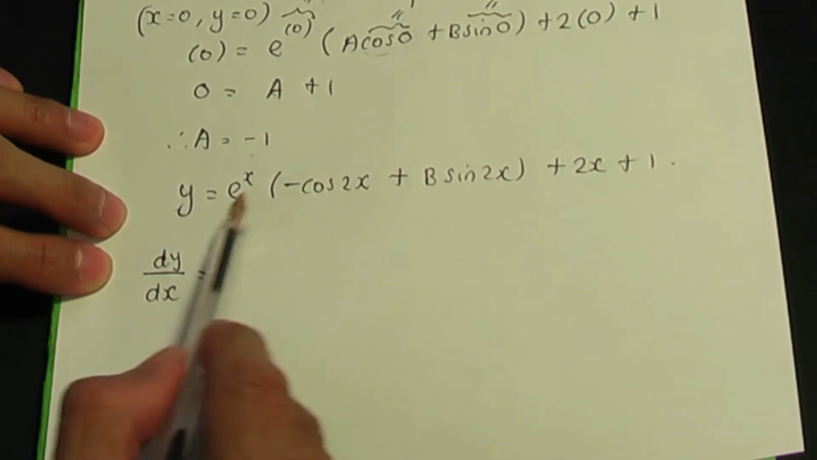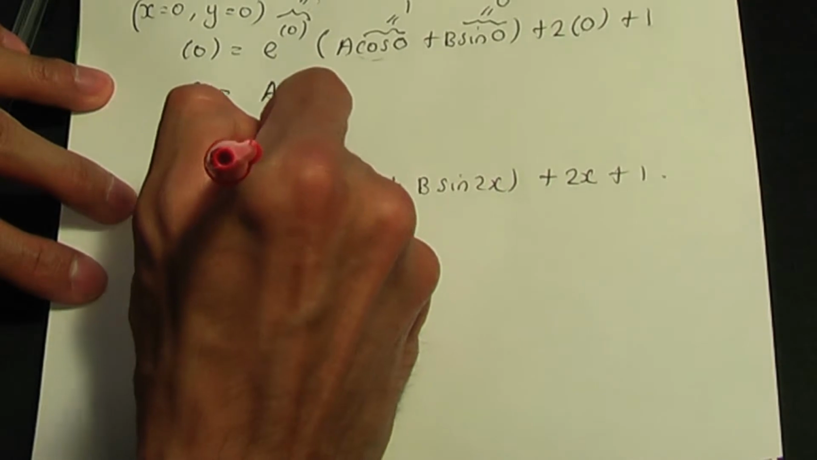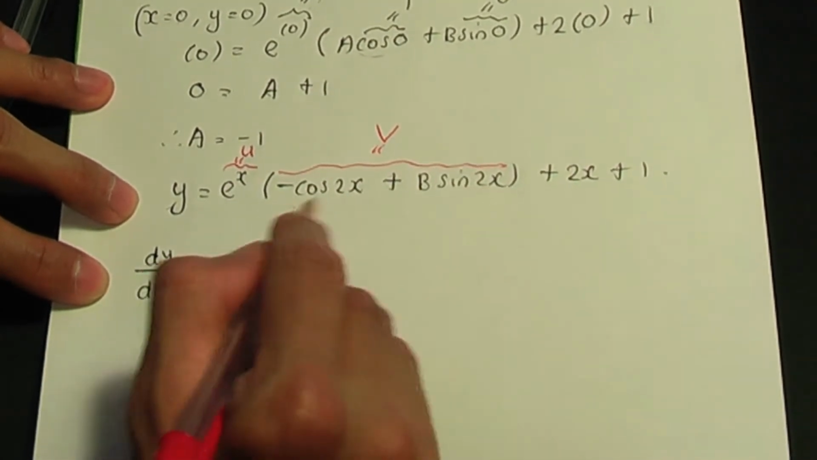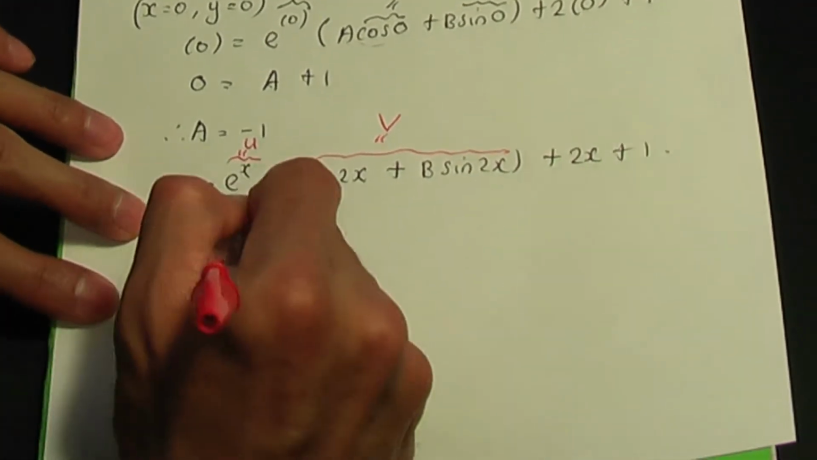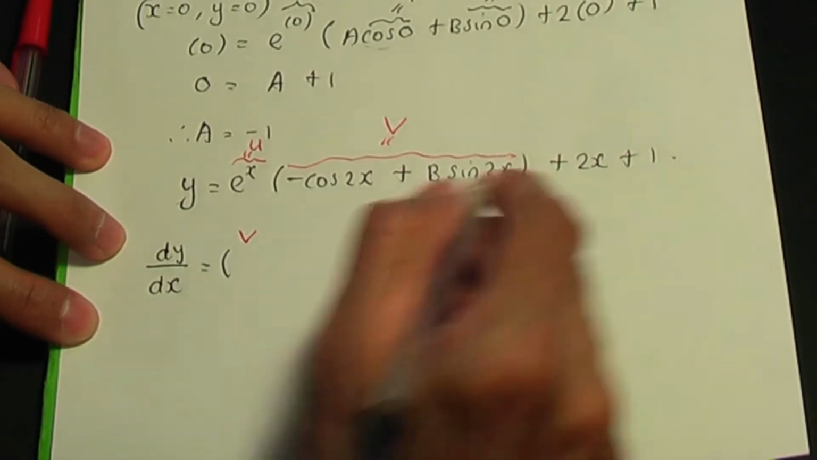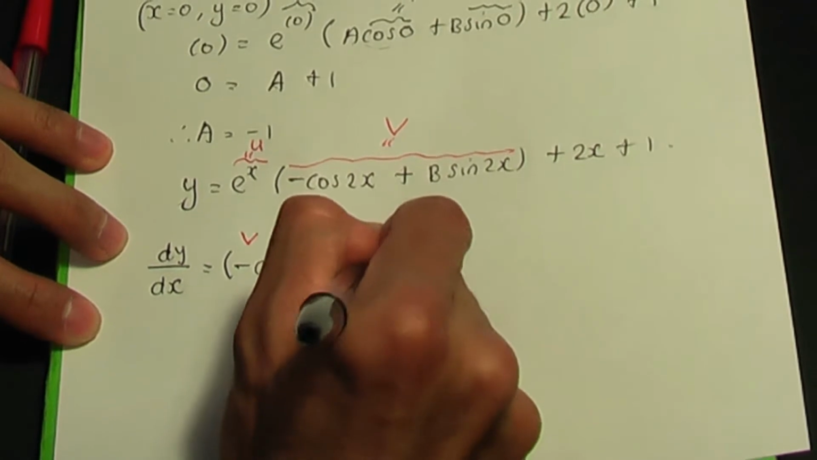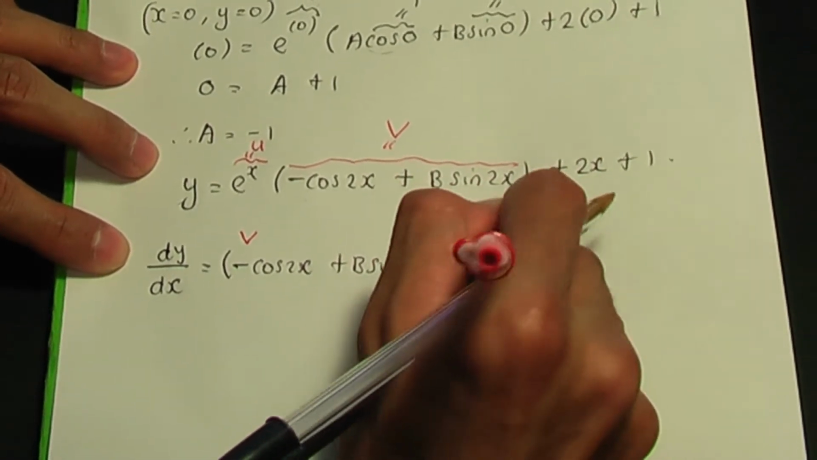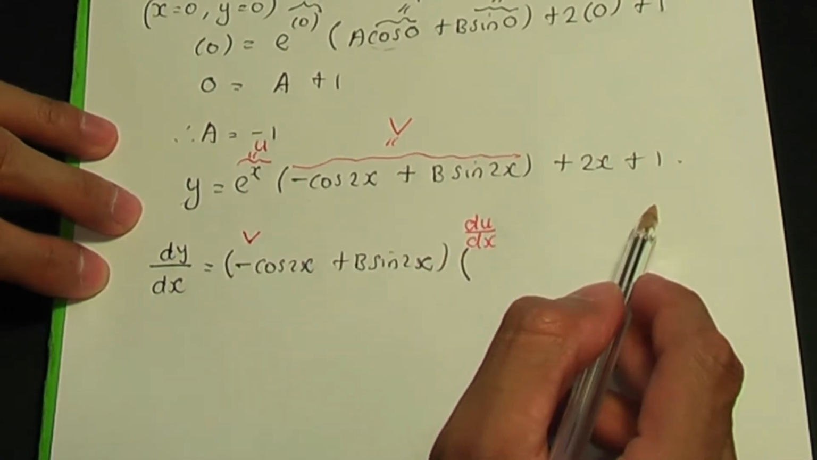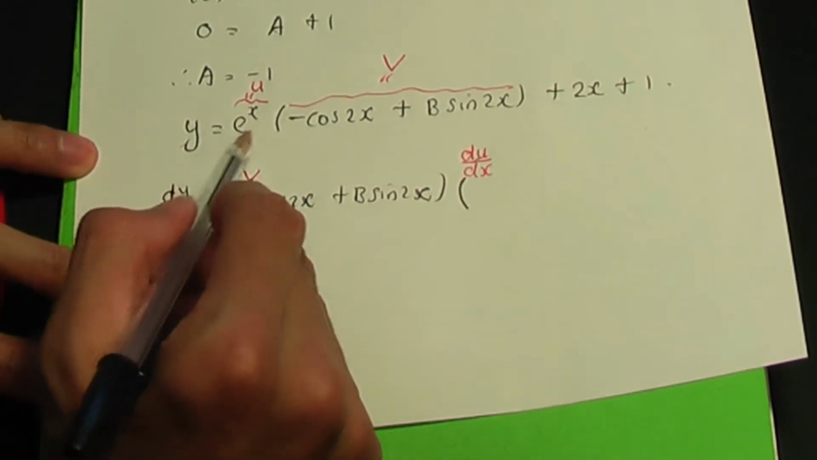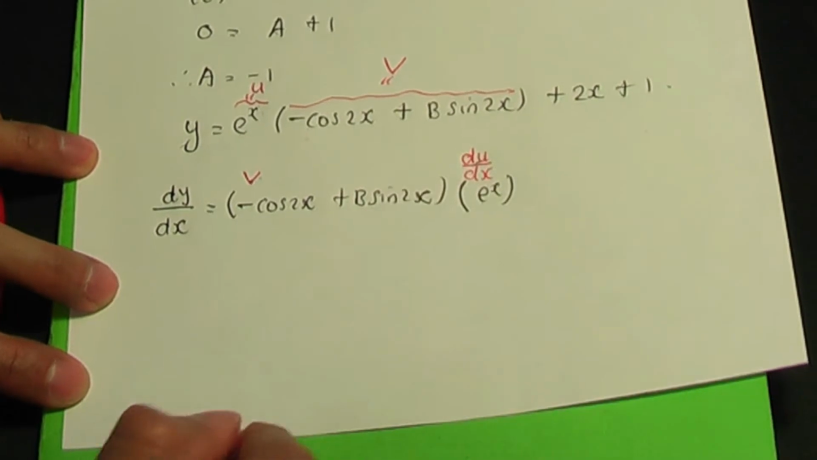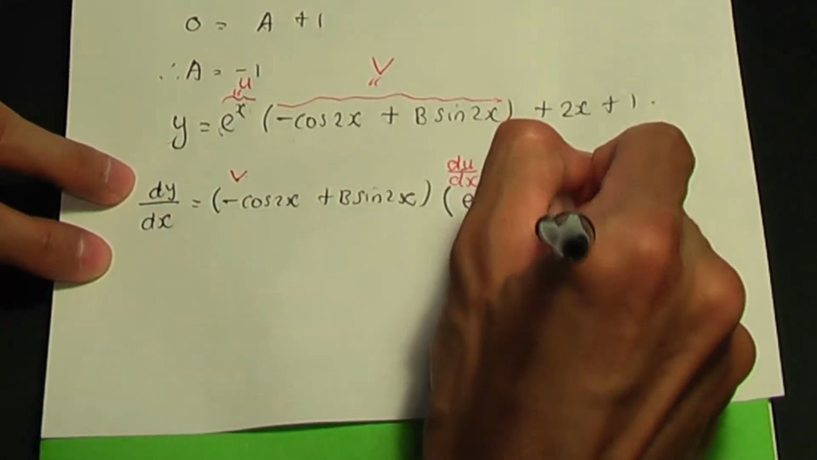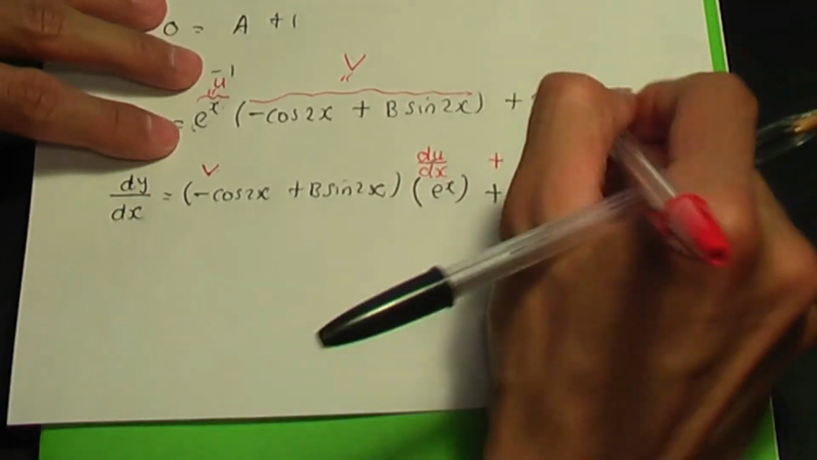Now I'm going to use the product rule for the first term, so let's do it carefully. u, I'm going to take to be e to the x, and v, I'm going to take to be this entire term in the brackets, minus cos 2x plus b sine 2x. Remember the product rule: it's v du over dx. When you differentiate u, which is e to the x, it's e to the x. Plus u, which is e to the x, multiplied by dv over dx.